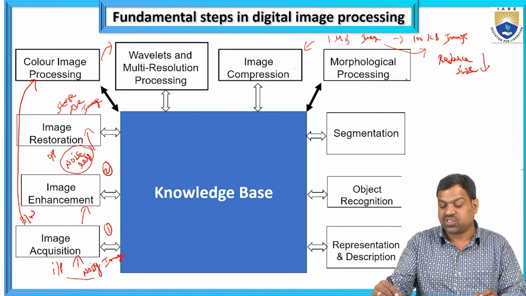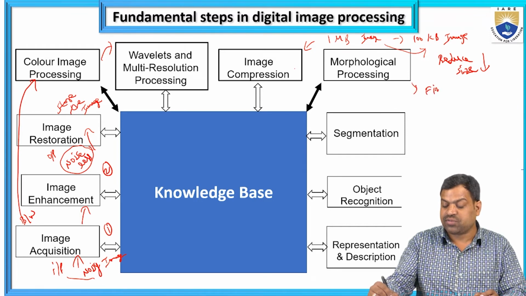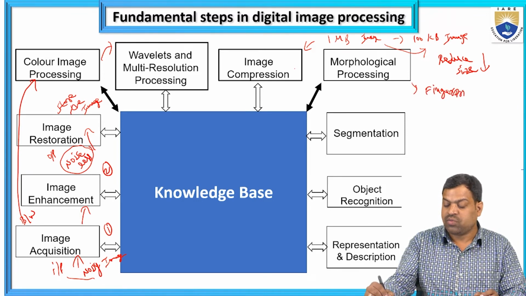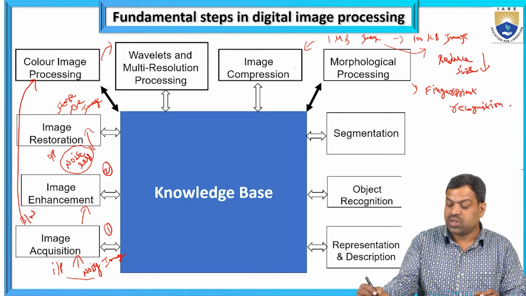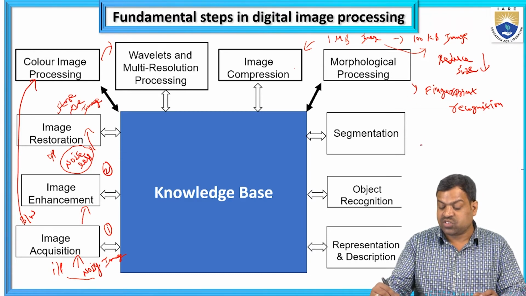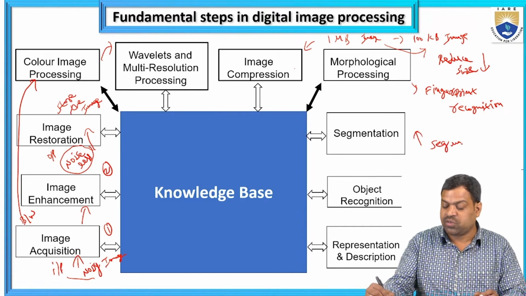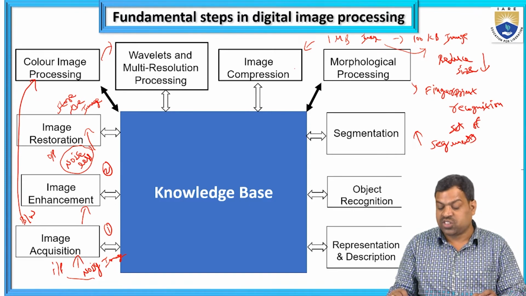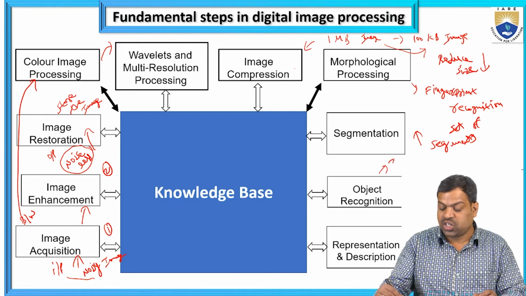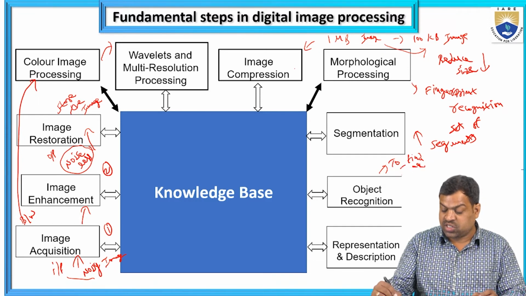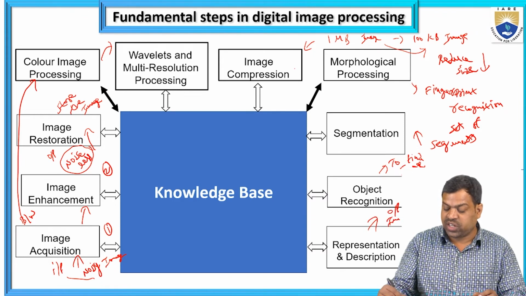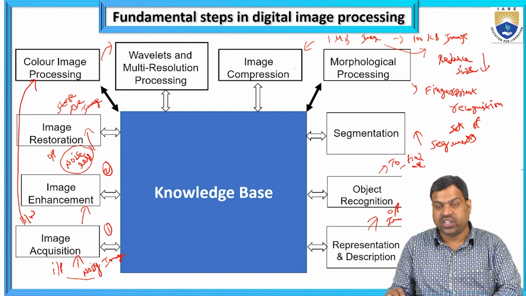And morphological processing. Morphological means something like fingerprint recognition. We are using fingerprint recognition, and segmentation. So the images are converted to segments, a set of segments. Then object recognition. Object recognition means to find the original image. Next, representation and description. So it is the output image. What is the final image is the representation and description.